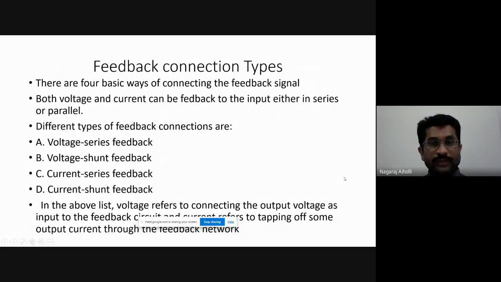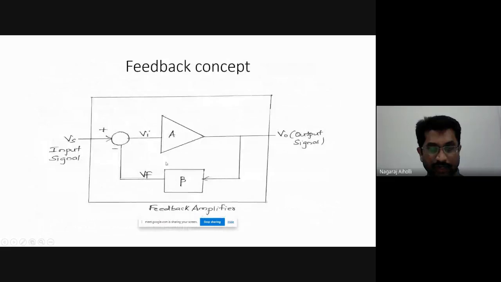Now there are four types of feedback connection. This depends on how the feedback signal is connected. The voltage and current can be fed back to the input either in series or in parallel. Whatever voltage or current we get from the feedback network, we can connect to the input in series with the input or in parallel with the input.